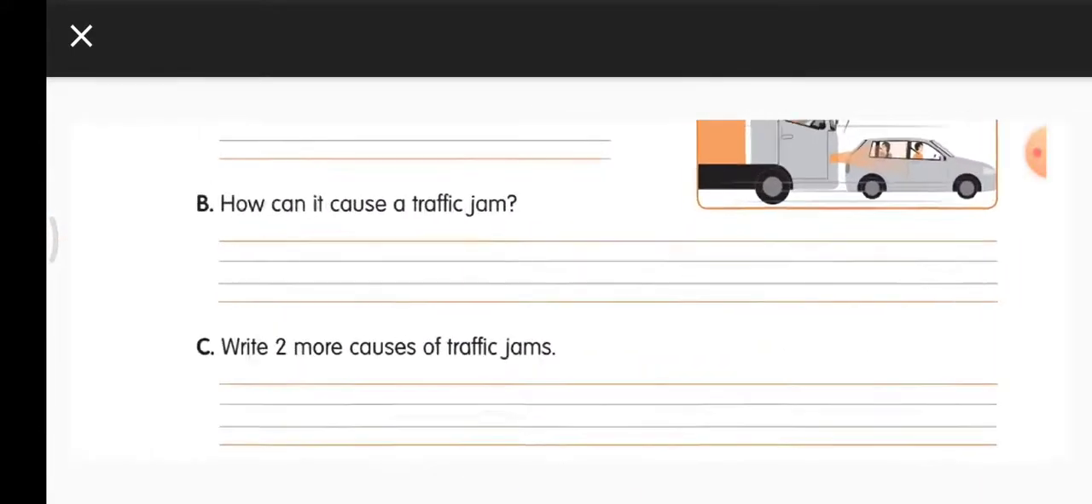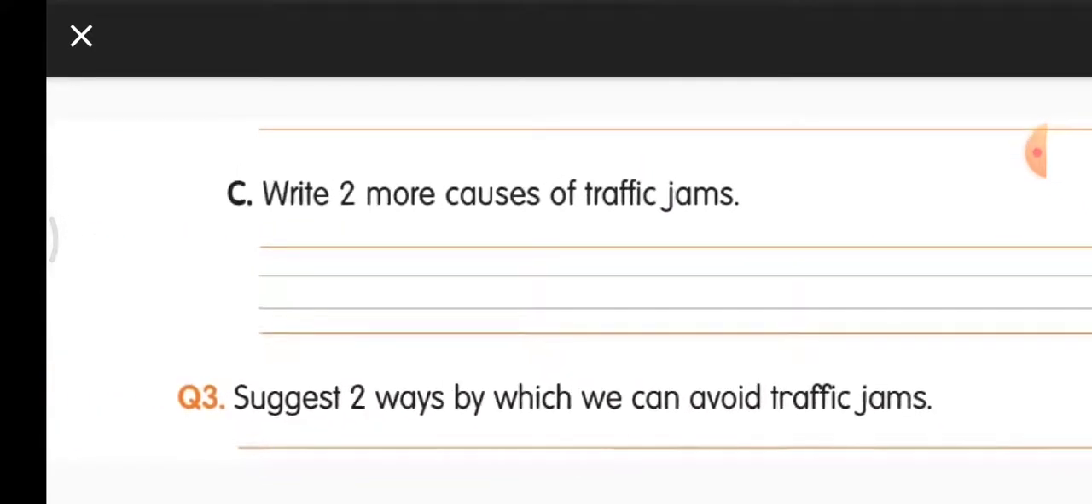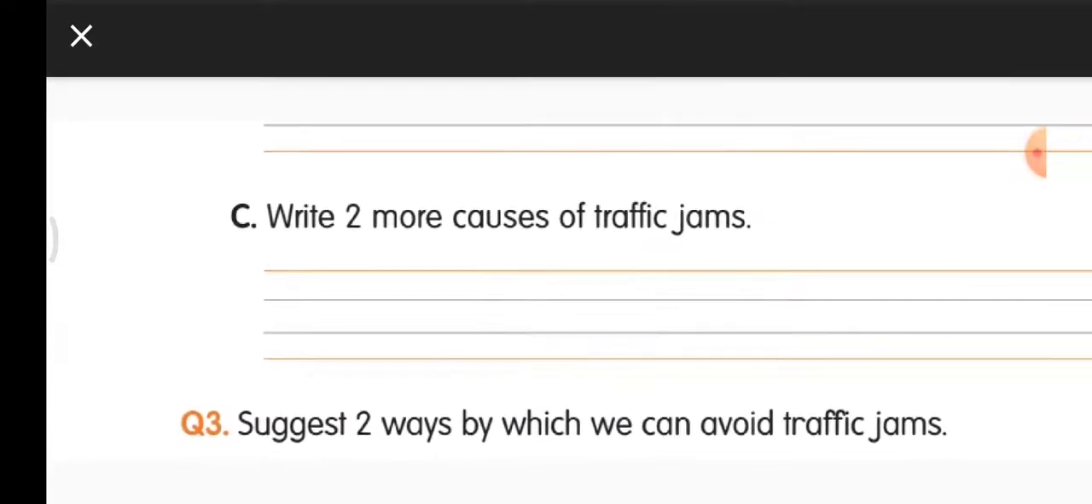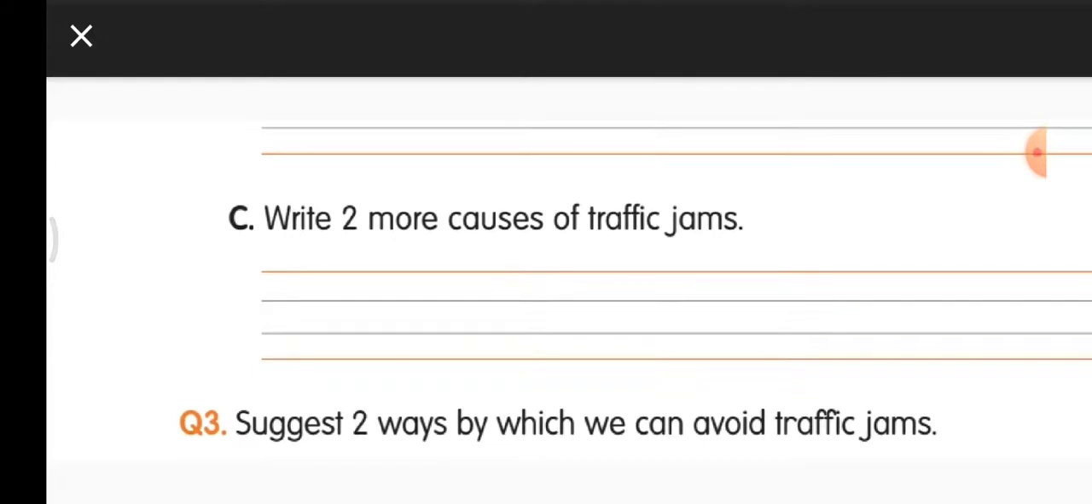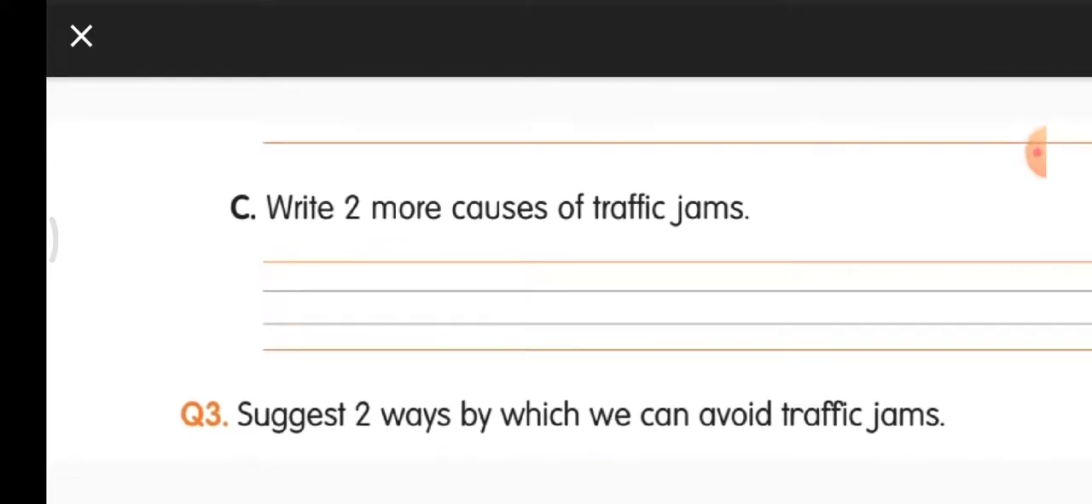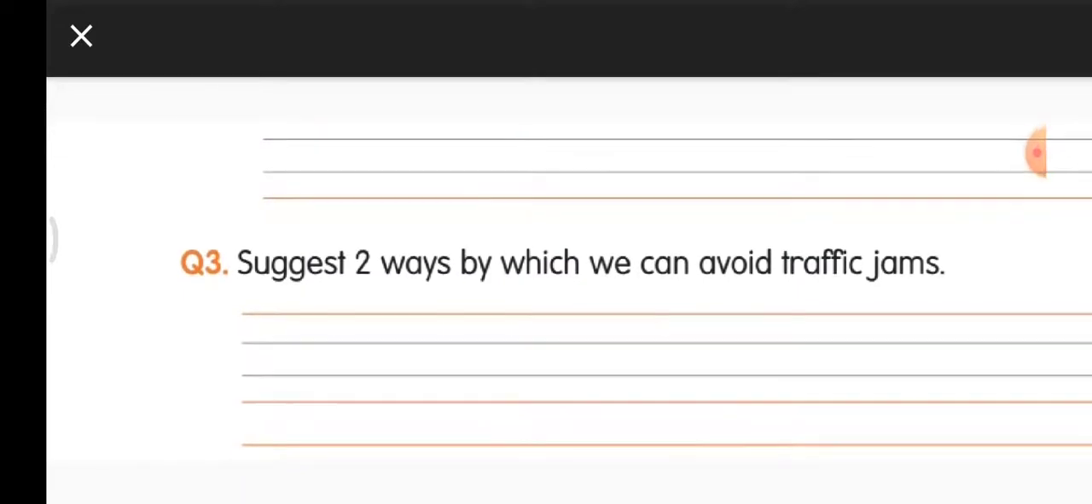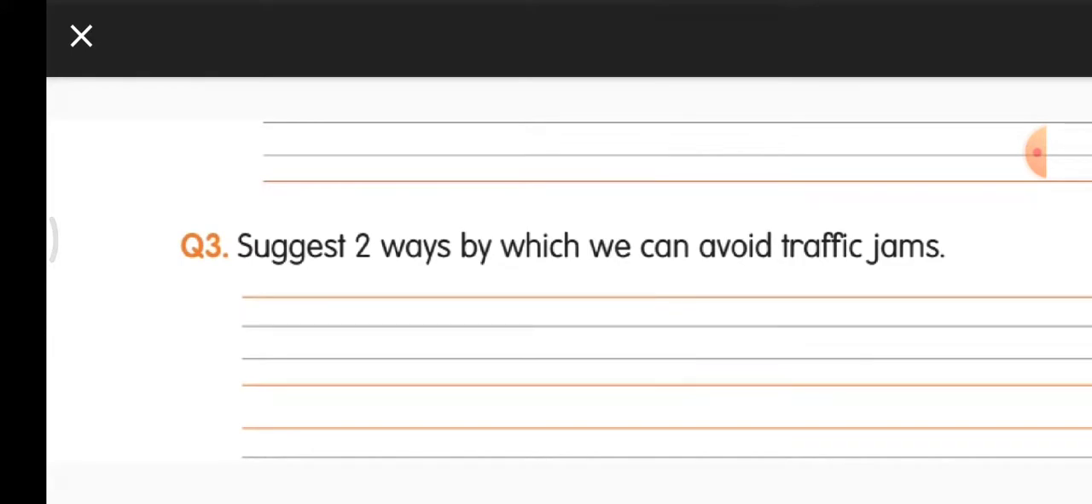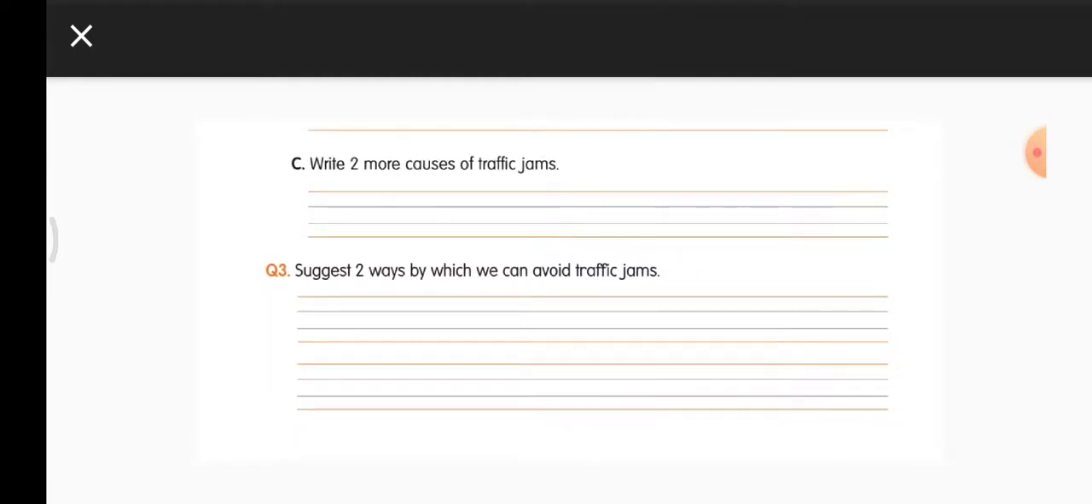And question C, write two more causes of traffic jams. Two more causes of traffic jams, accidents, or construction work going on. Okay. Then question 3, suggest 2 ways by which we can avoid traffic jams. Okay. So using public transport, right? Following traffic rules. These are 2 ways. Using public transport is one way, and following the traffic rules, okay, they avoid traffic jams.